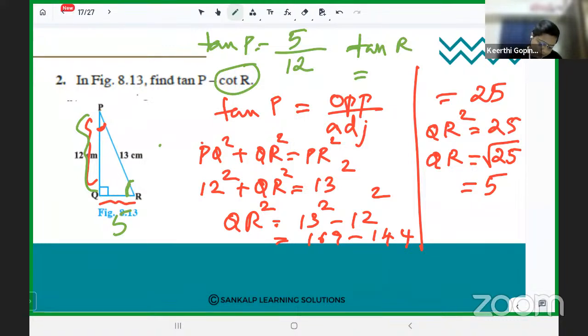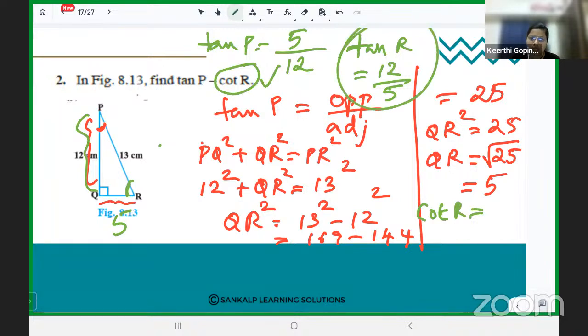So tan R, opposite of angle R is 12, right? Opposite of angle R is 12. And what is the adjacent side of angle R? It is 5. So tan R is equal to 12 by 5. But we need cot R, right? So consider its reciprocal. Just reverse the value of tan R, so we'll get the value for cot R. So cot R is equal to the reciprocal of this value. What is the reciprocal? 5 by 12. Just reverse that fraction, 12 by 5 will become 5 by 12. Just reverse the ratio. Okay, so we obtained the value of cot R.